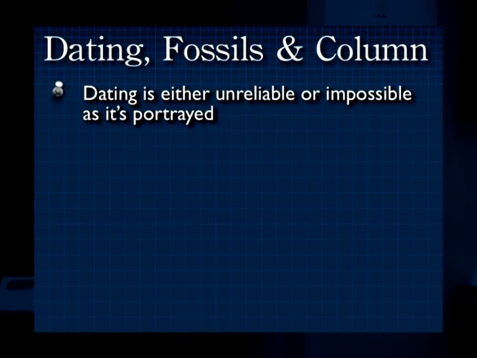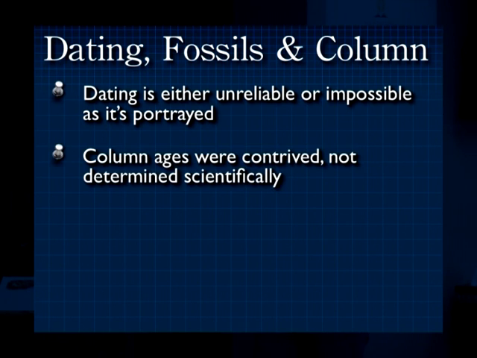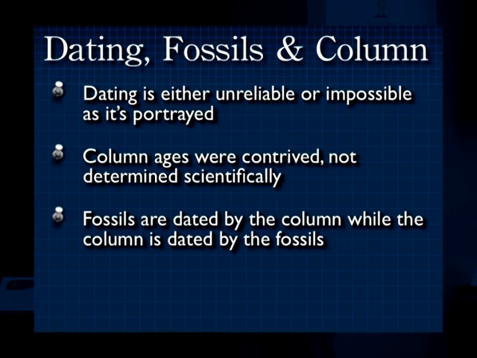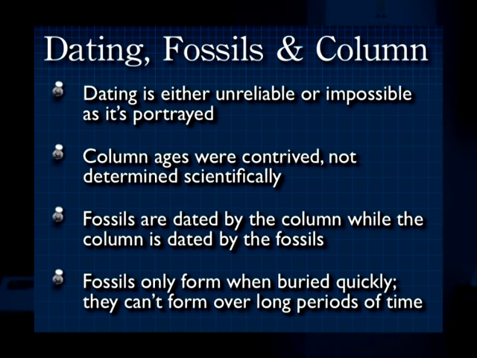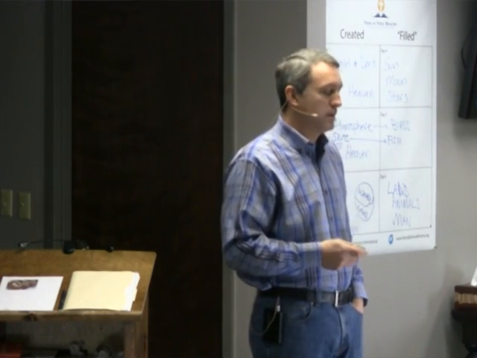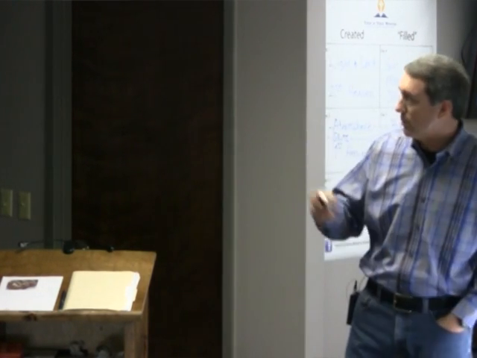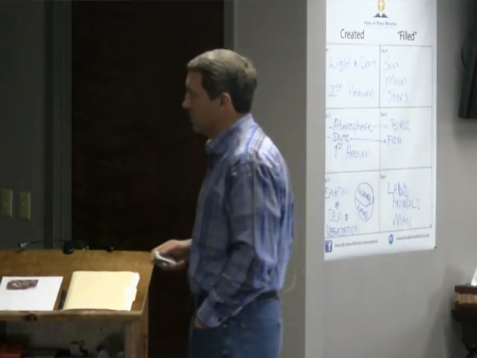So let's finish on this. Dating is either unreliable or it's impossible in the way it's portrayed. Column ages were contrived. They were not determined scientifically. Fossils are dated by the column, while the column is dated by the fossil. And fossils only form when buried quickly. They cannot form over long periods of time. But the literature and the media and popular culture would tell you that that's the truth.